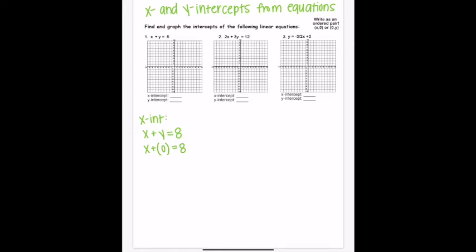All right, and now if we solve, x plus 0 is just x equals 8. So the x-intercept is 8, but we want to write that as a point. Well, if we were to graph it, the x-intercept being 8 means on the x-axis we go over to 8. And as a point, that would be the point 8, 0. Because x is 8 and y was 0, because we plugged in 0 for y. So y is 0. All right, now let's find the y-intercept.